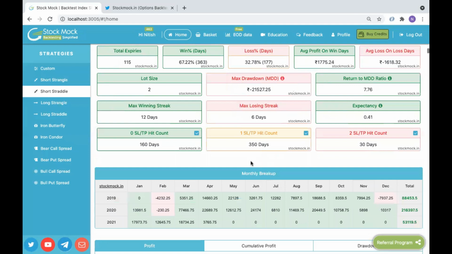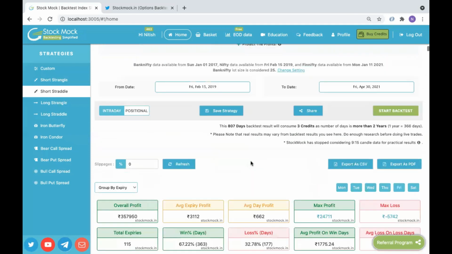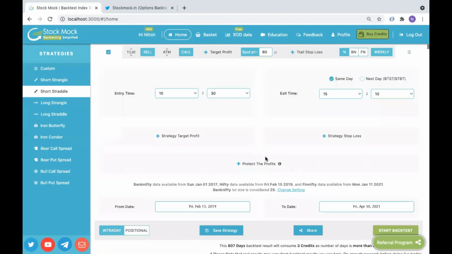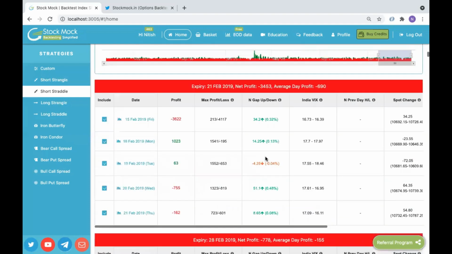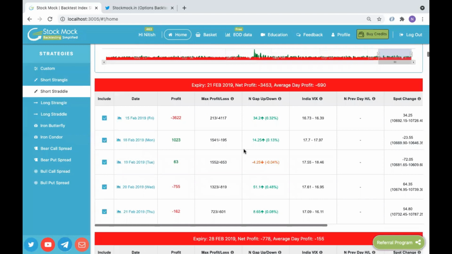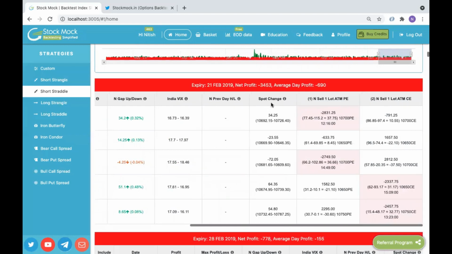This has some strategy, but okay, let me explain this thing. What do we mean by that? 60 points, this thing. Okay, so let's go to one of the results here. I'm talking about 15 February 2019. So here it is. So spot change means this was the spot at your entry time, which means at 9:30, and this spot is at your exit time, which was at 3:10. Okay, so what do we mean by that? So at entry time, your spot price was 10,692.65.